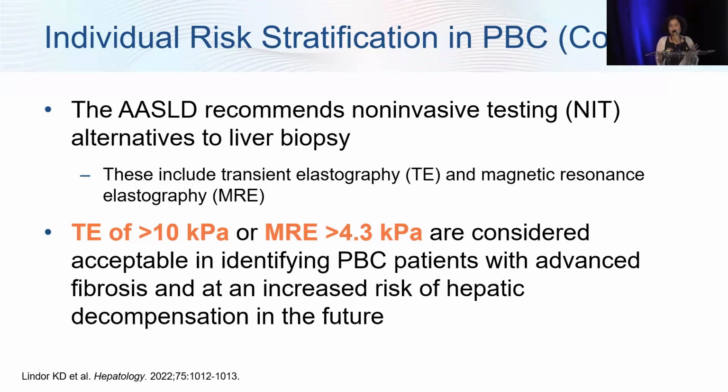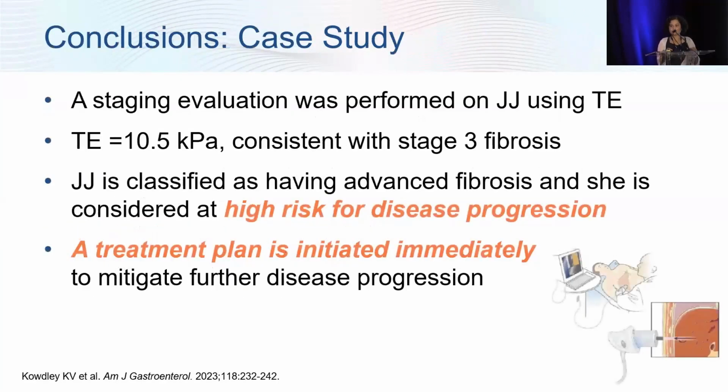A transient elastography or MR elastography is highly recommended. A transient elastography, which is FibroScan or Mindray, more than 10 kilopascal, or an MR elastography more than 4.3 kilopascal is considered to be advanced fibrosis and therefore increased risk of hepatic decompensation and failure.